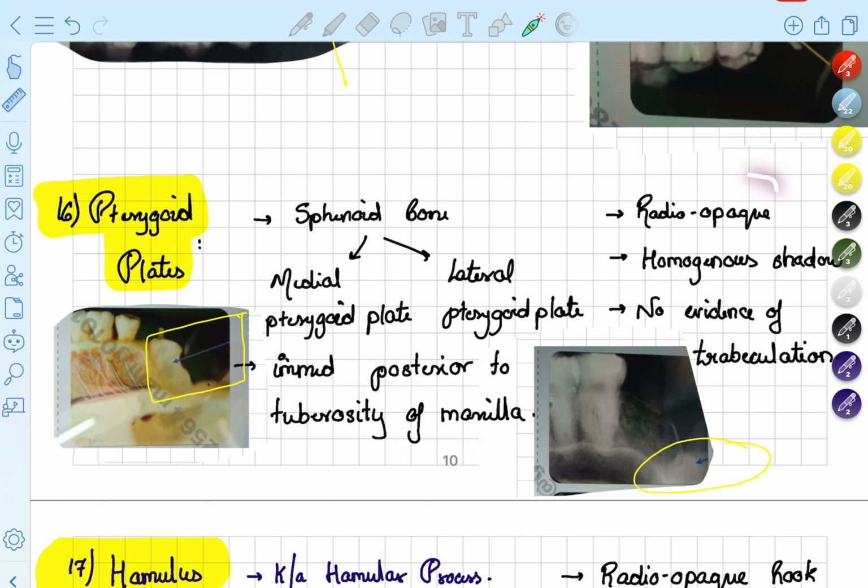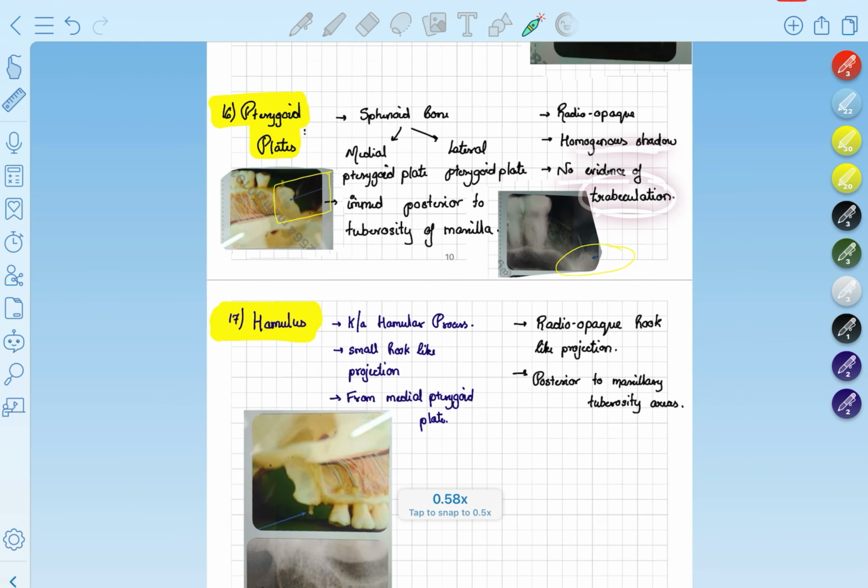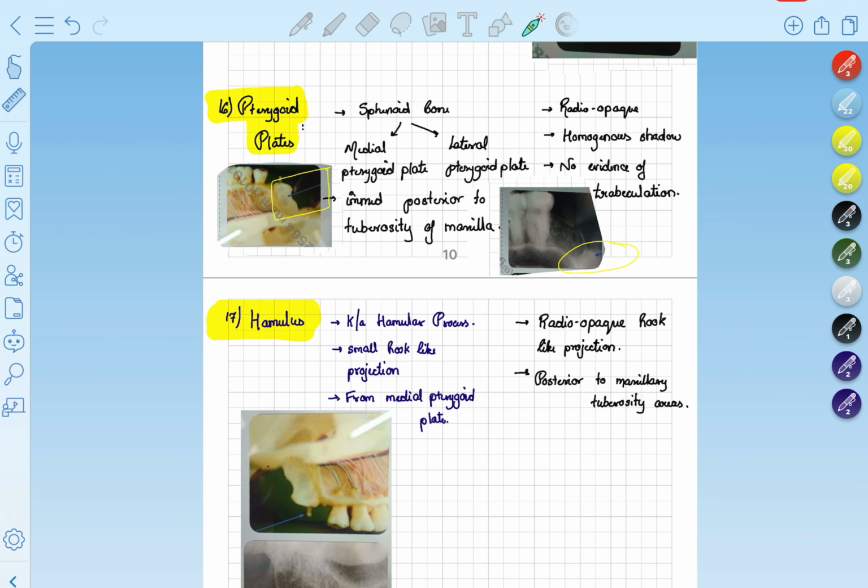As it is a bony structure, it appears radio-opaque. How does it appear? Radio-opaque, a homogeneous shadow, with no evidence of trabeculation. No trabeculation is seen, as we have seen earlier, that is, cancellous bone is not seen in the pterygoid plate.